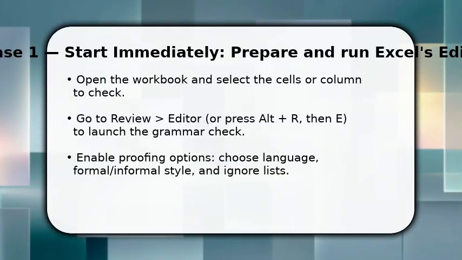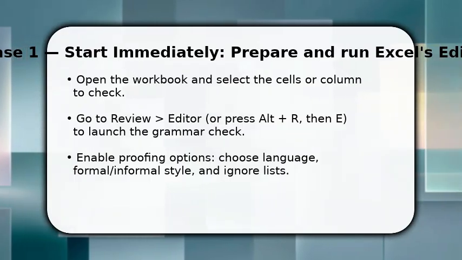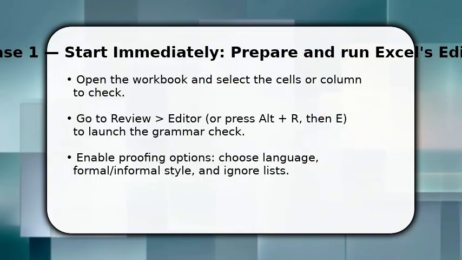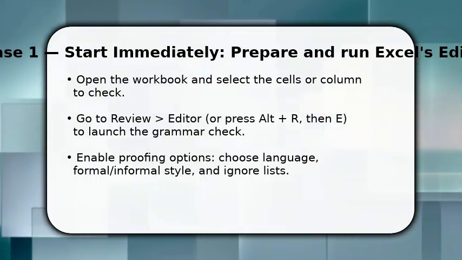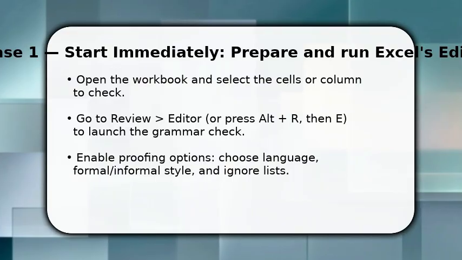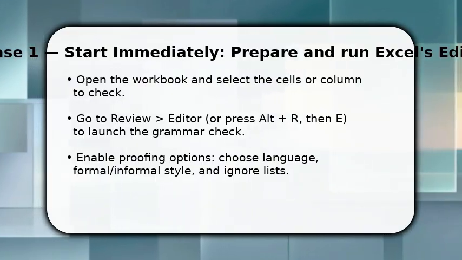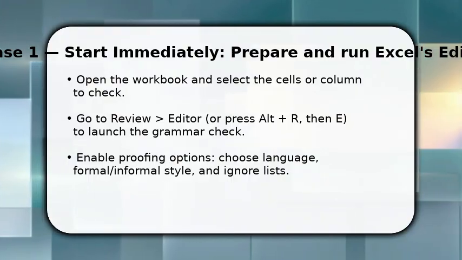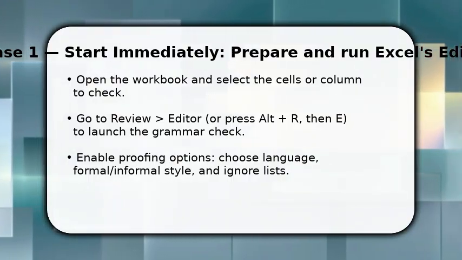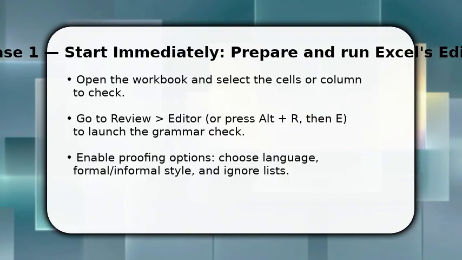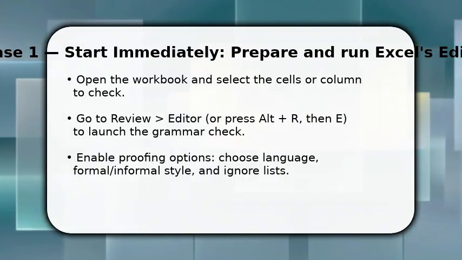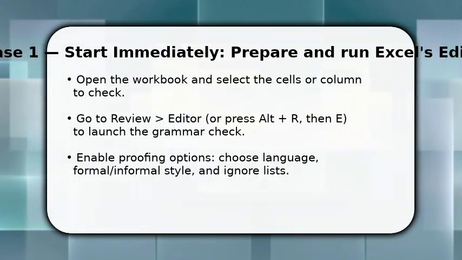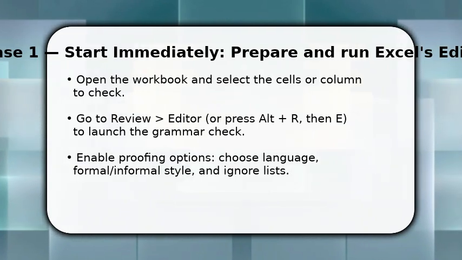You have data open, so start by selecting the range you want checked. Do not click around. Once selected, open Review then Editor, or press Alt then R then E to run Excel's grammar and clarity tools. Make sure your proofing language matches the content, and choose formal or informal tone so suggestions fit your needs. This matters because grammar rules and style options change what Excel highlights, and setting them correctly reduces false positives and speeds the review.